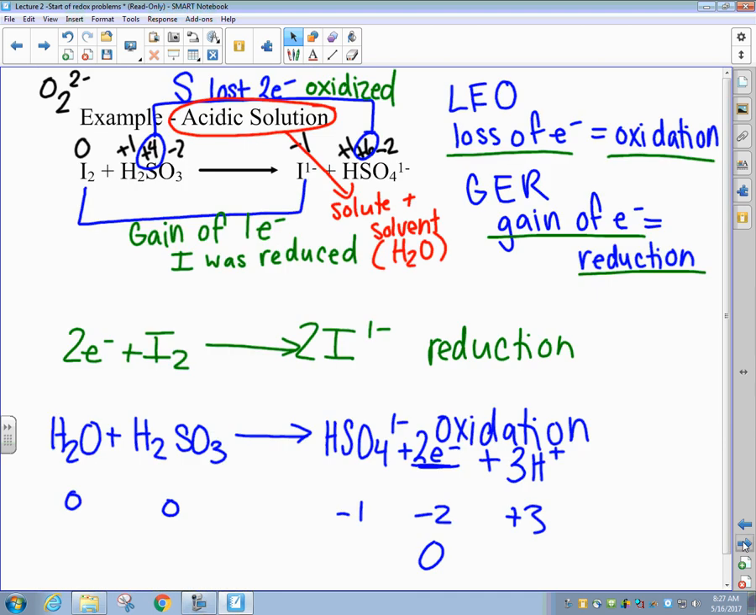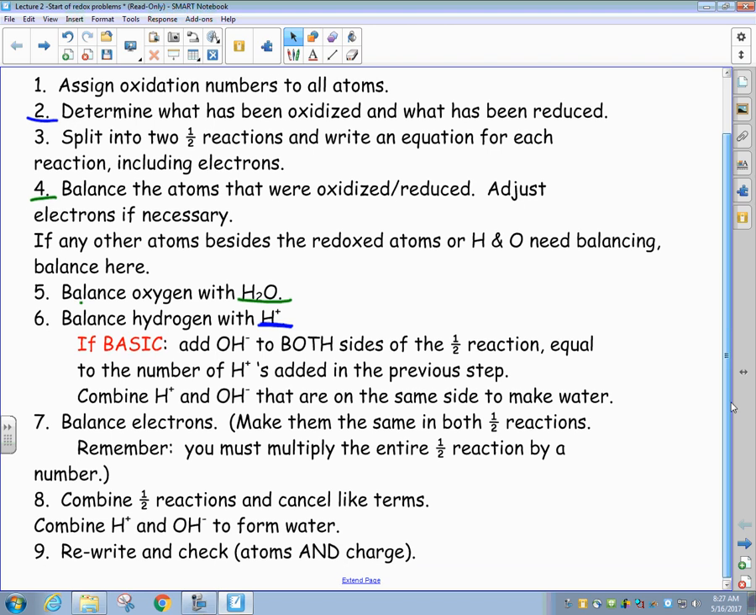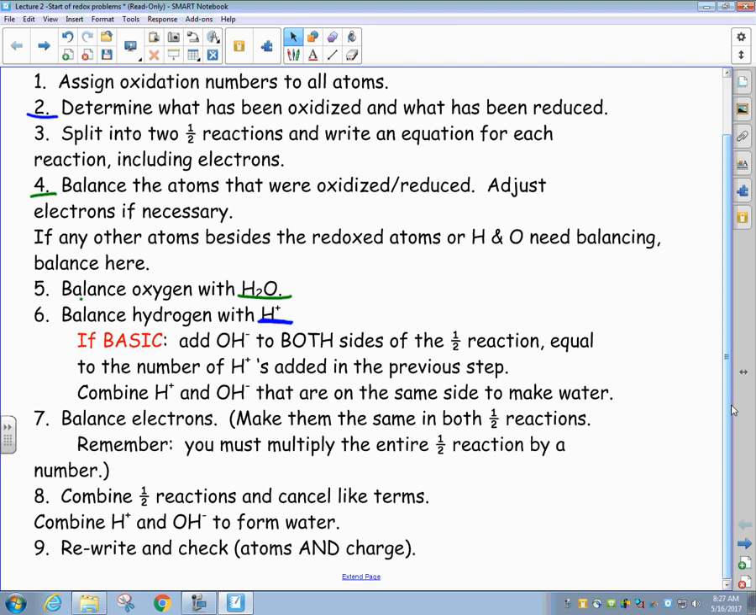We have 2 electrons that are gained in the first reaction and 2 electrons are lost in the second. So our number of electrons currently matches. We don't have to do anything there. In step number 8, we actually have to go through and combine our half reactions and cancel like terms. So we're going to go ahead and do that.